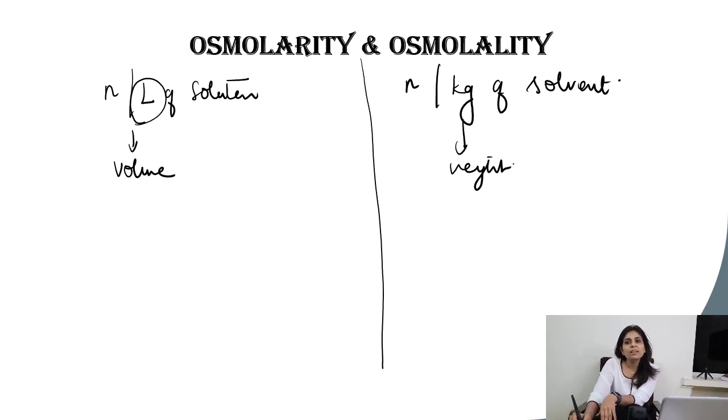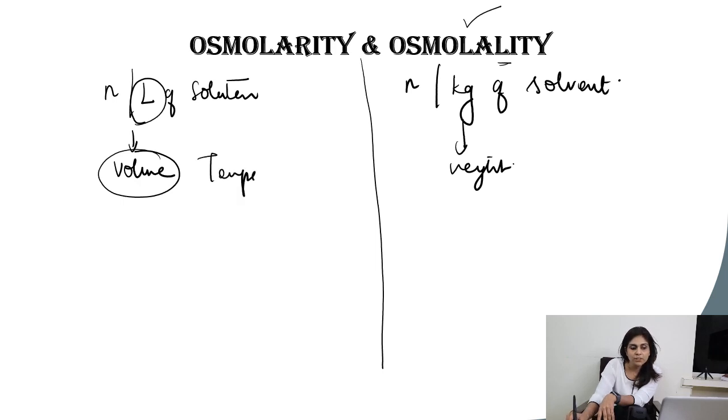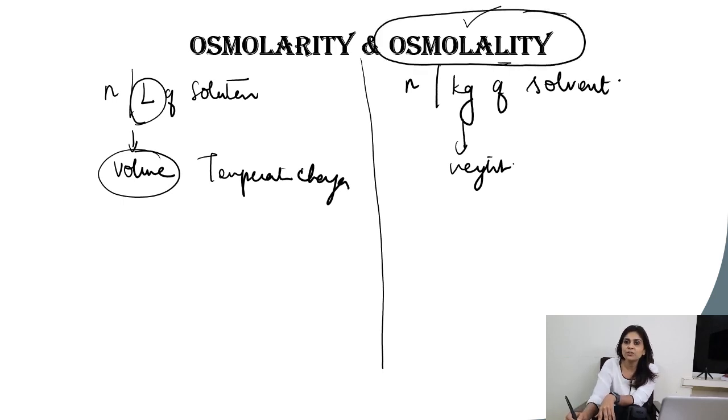So this is one reason behind why we say osmolality is a better index. Because anything which is volume based will be affected by temperature changes. So osmolality measurement is not affected by temperature changes. So it's a better index when compared to osmolarity. This is one reason. Another reason is, as I told you, osmolality is per kilogram of the solvent alone, whereas osmolarity is per liter of the whole solution.